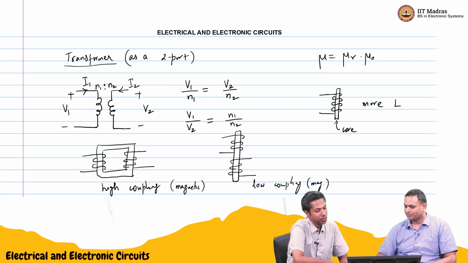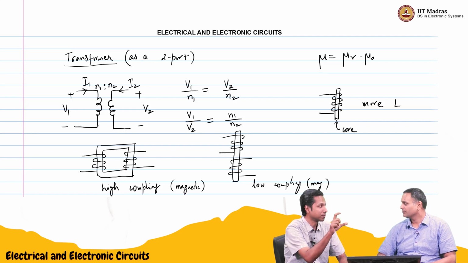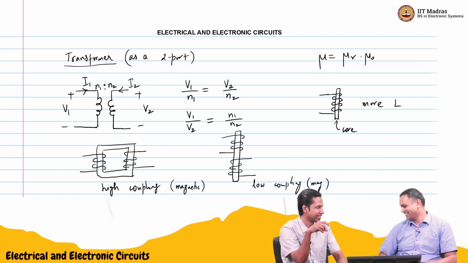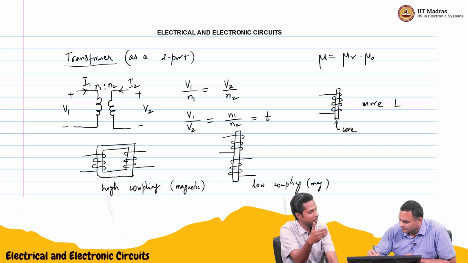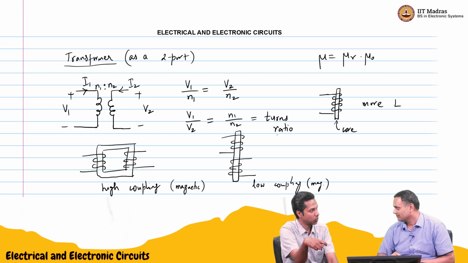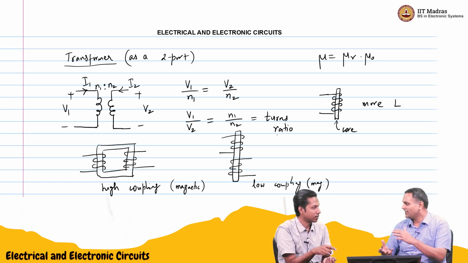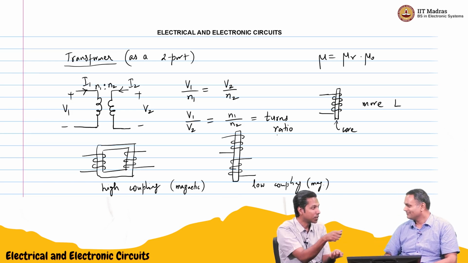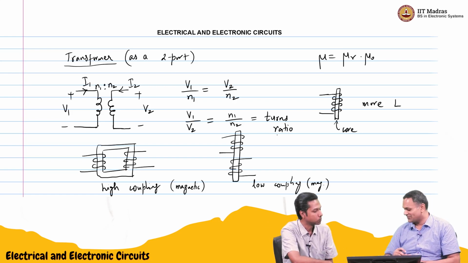So that way I was mentioning about scaling down the voltage. N2 can be a very small number, so the voltage will scale down. Let's say it scales down to 220 volt. So we can measure it.